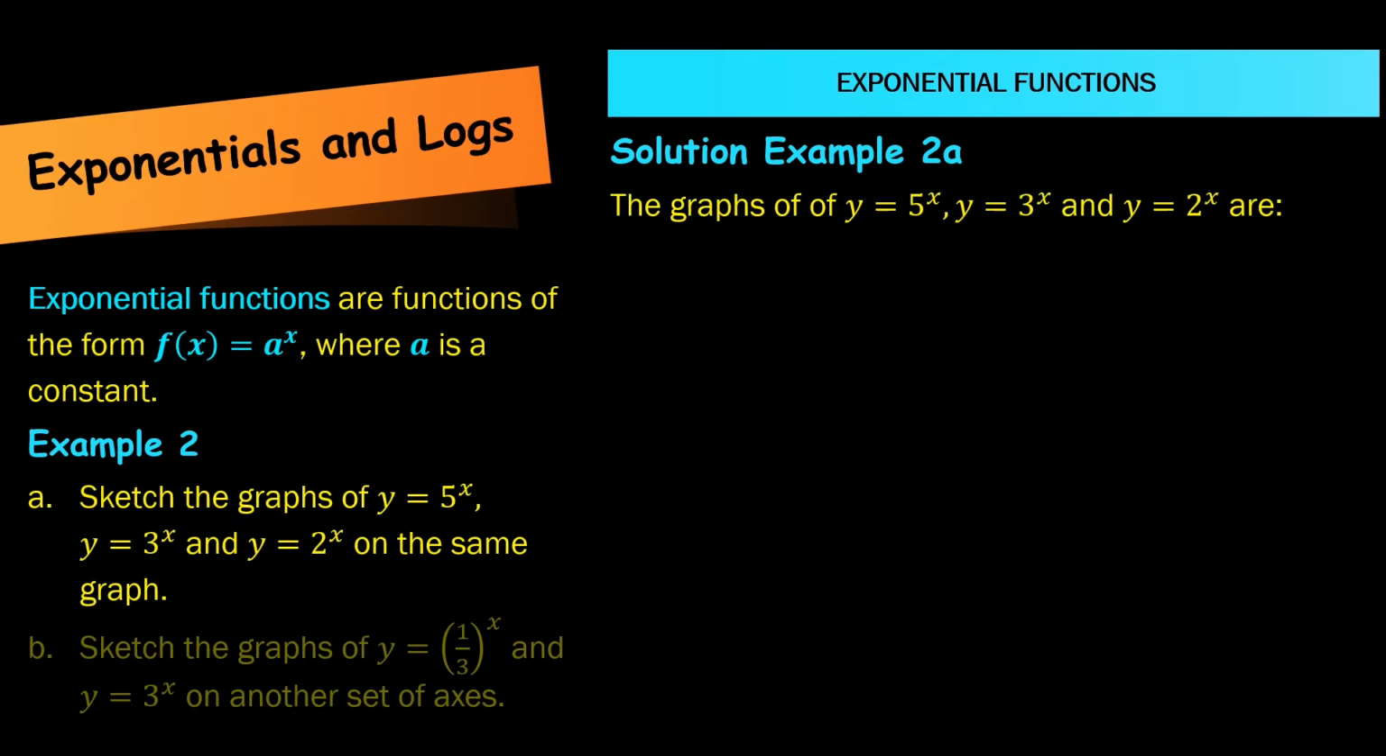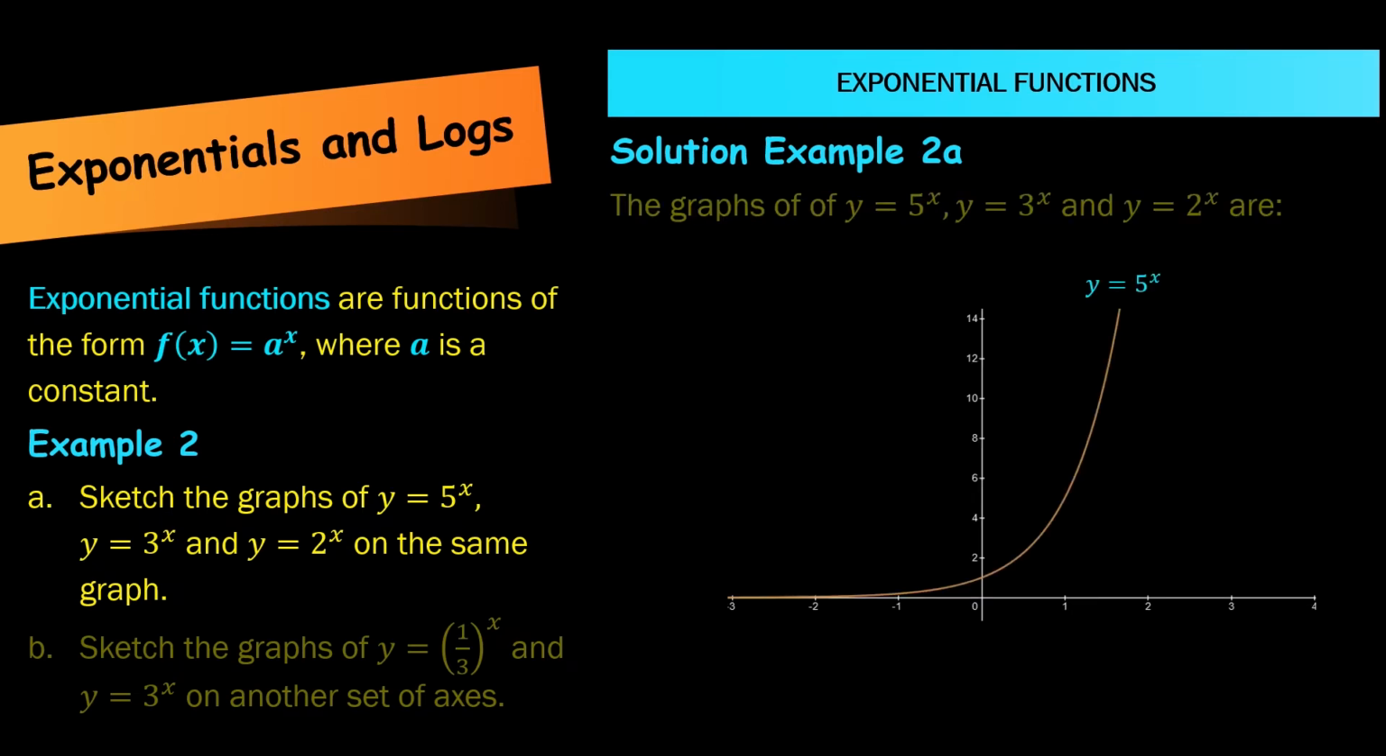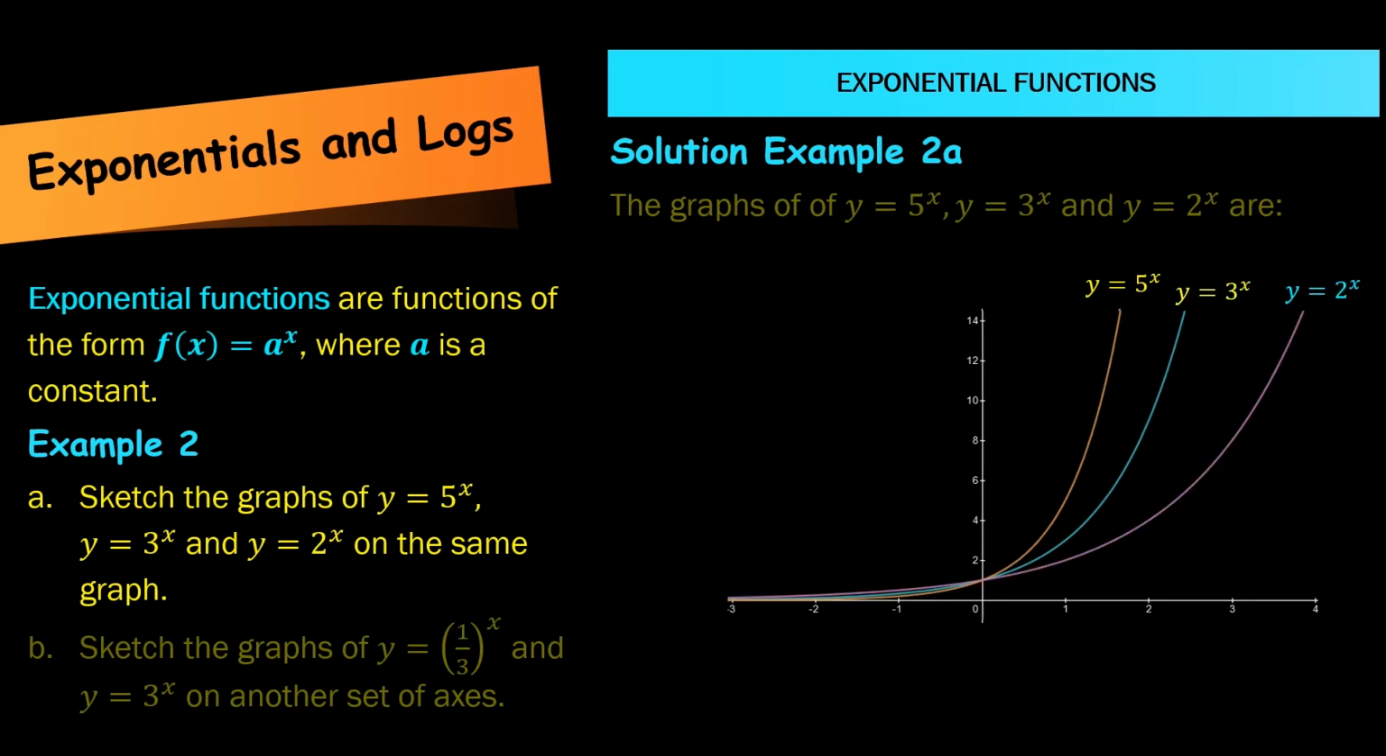So let's do this. Here's y equals 5 to the power x. And here's y equals 3 to the power x. And here is y equals 2 to the power x. Notice that 5 to the power 0 equals 3 to the power 0 equals 2 to the power 0 equals 1.